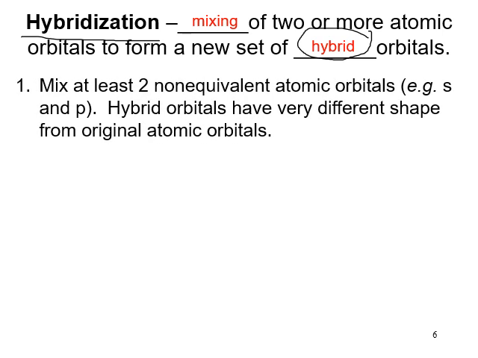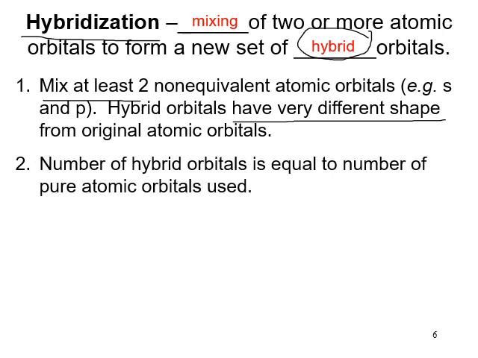So how to hybridize these orbitals is that it's a mixing of at least two non-equivalent atomic orbitals, like an s and a p, and then the hybrid orbitals have very different shapes from the original. The number of hybrid orbitals is equal to the number of pure atomic orbitals used. So if I mix an s and a p, that is two atomic orbitals, that would create two sp hybrid orbitals.